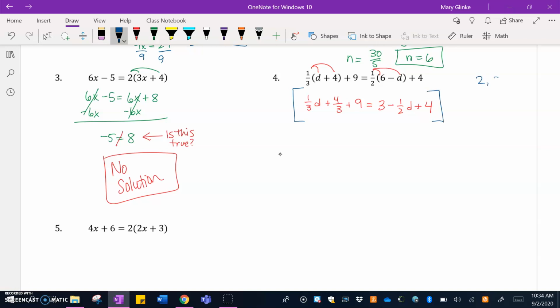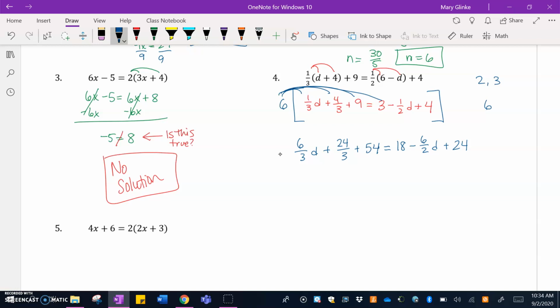My denominators here are 2 and 3. The 2 and 3 go into 6 nicely. What I'm going to do is multiply everything by 6. So 6 times 1/3, we're going to do 6 times 1 and put it over 3. 6 times 4/3, we're going to do 6 times 4 and put it over 3. And 6 times 9 is going to be 54. When we keep on distributing here, 6 times 3 is 18. 6 times 1/2 is going to be 6/2. And 6 times 4 is 24.